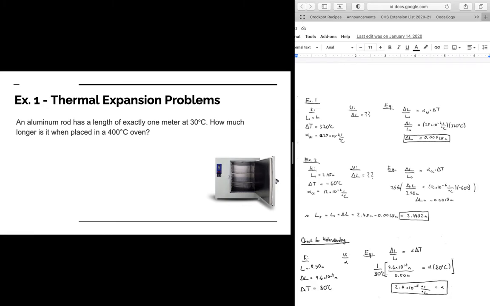So let's look at some example problems then, all right? Example 1, thermal expansion problems. An aluminum rod has a length of exactly 1 meter at 30 degrees Celsius. How much longer is it when placed in a 400 degrees Celsius oven? Okay?